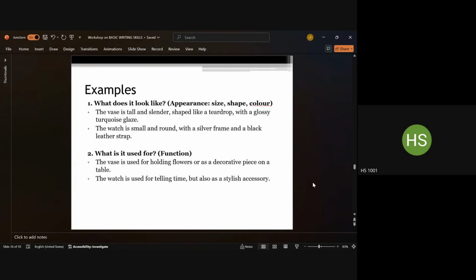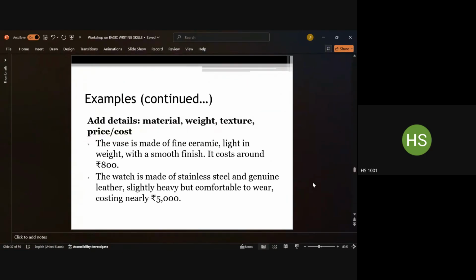As far as function is concerned, the vase is used for holding flowers or as a decorative piece on a table. The watch is used for telling time, but also as a stylish accessory, right? This is to add more details to your object. Then additional details: material, weight, texture, price, cost, right?